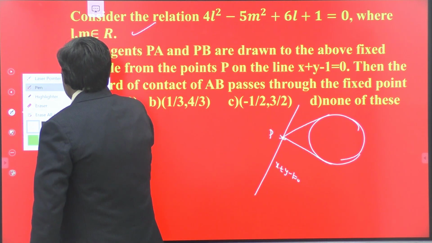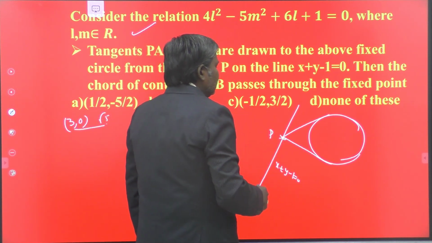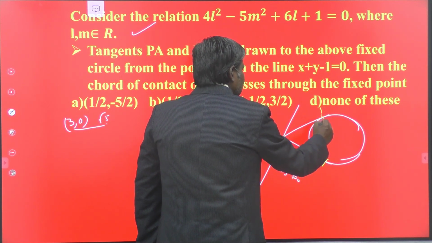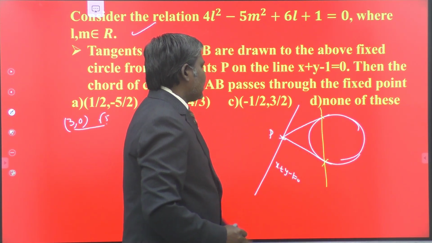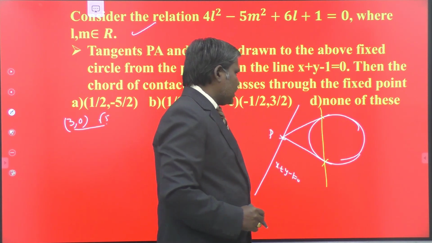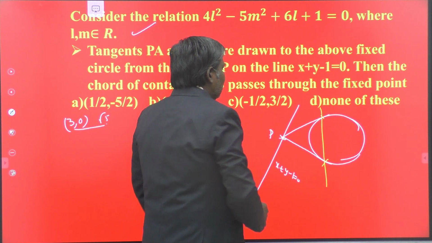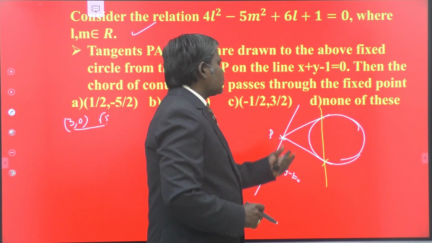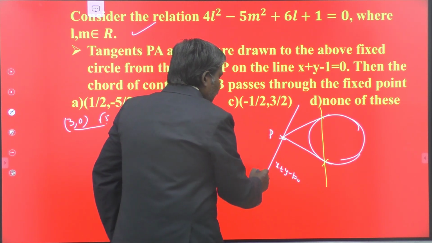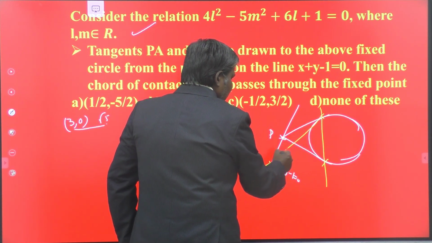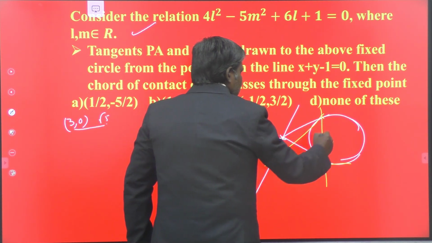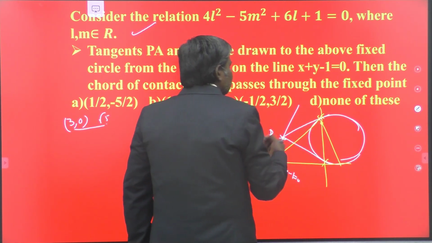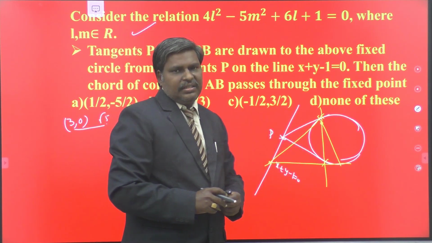Chord of contact means what? You take any point outside the circle, draw tangents through the point to the circle. They touch the circle at 2 points. If you join these 2 points, you get a secant line. That secant line is called the chord of contact. So for different points on the line, we have different chords of contact with respect to the same circle. What are they asking? All those chords of contact meet at what? If you take another point here, you have the chord of contact like that. This is the chord of contact. They meet at this point. So this is the point of intersection of the chords of contact. What is that point? They are asking.